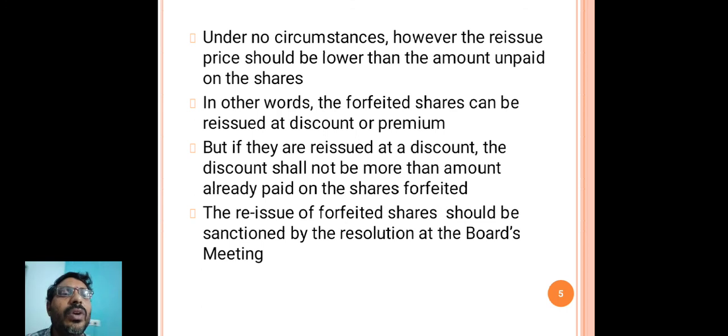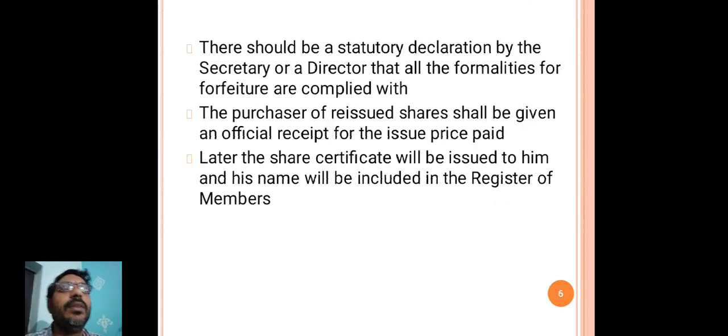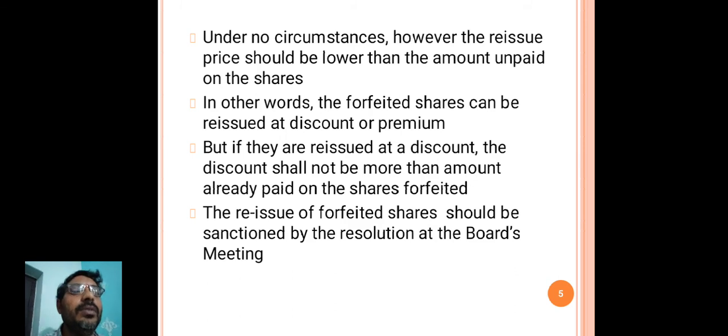The reissue of forfeited shares should be sanctioned by the resolution at the board meetings. Under no circumstances, however, should the reissue price be lower than the amount unpaid on the shares.